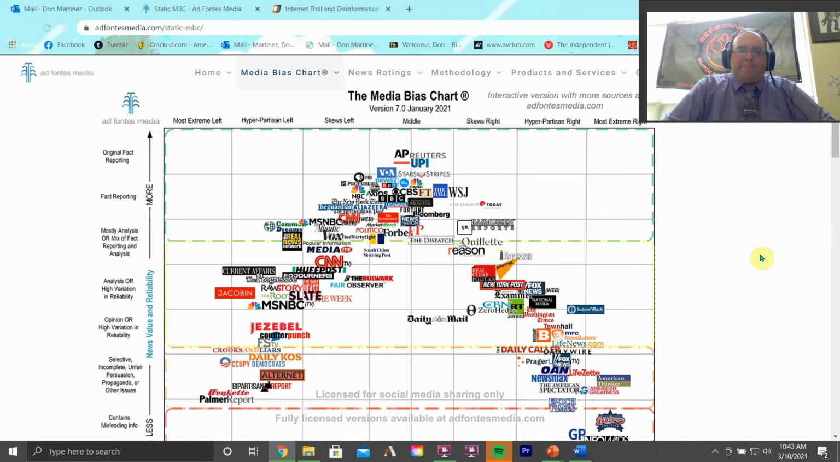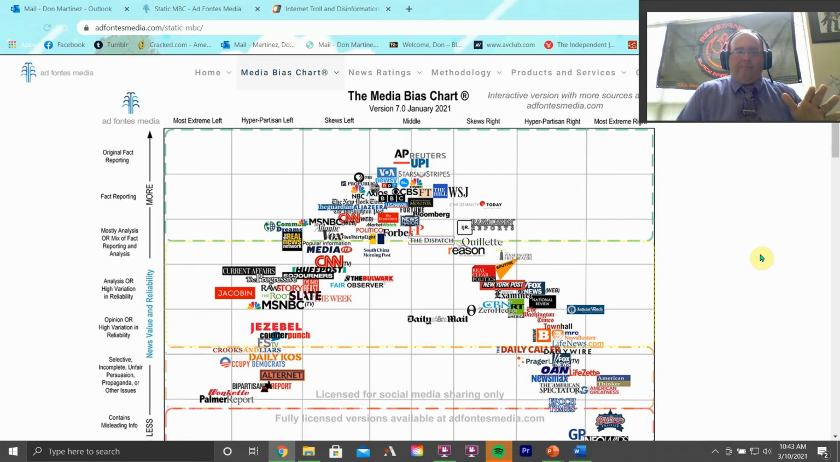This is a media bias chart. It was originally developed by Vanessa Otero, who is a professor of public policy. This is now the 7th version of it. It is accurate through January of this year. Now, here's the interesting thing about this chart. It not only charts the publications based on the political spectrum, it also rates them based on how trustworthy and honest they are.